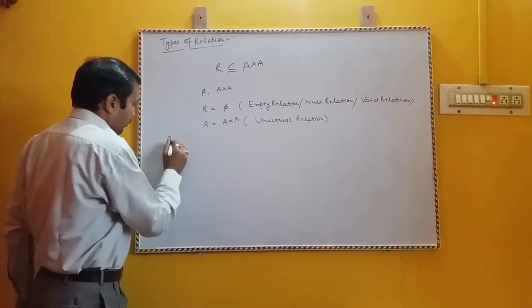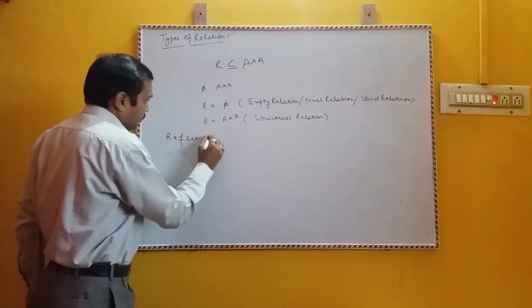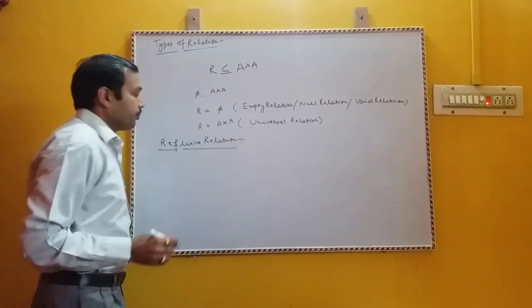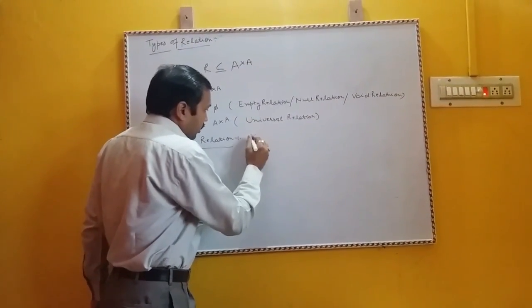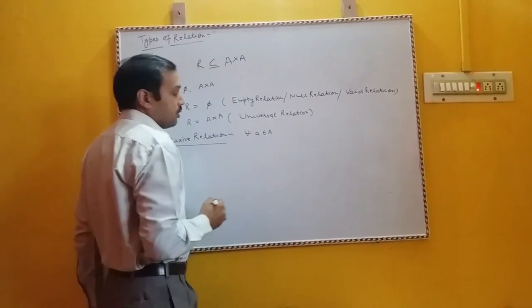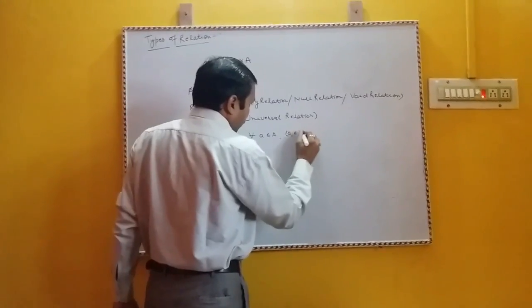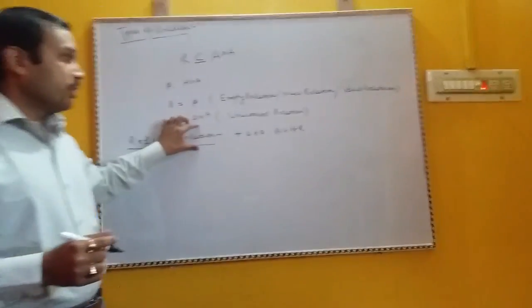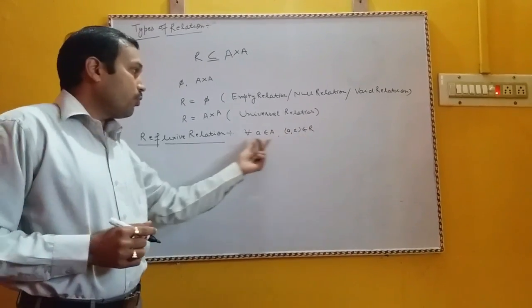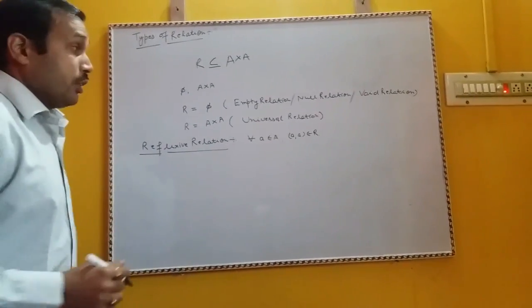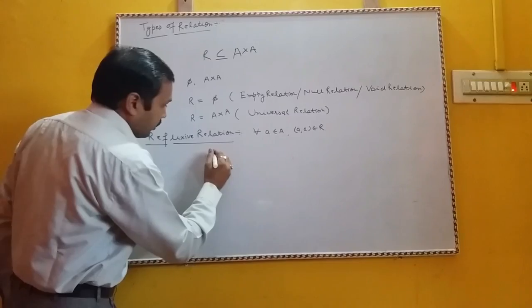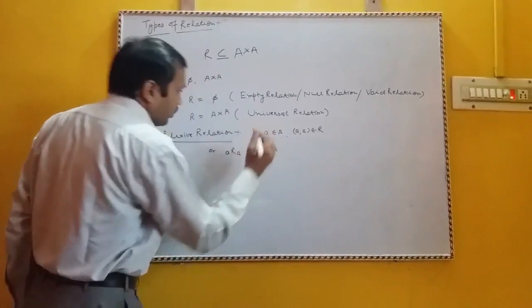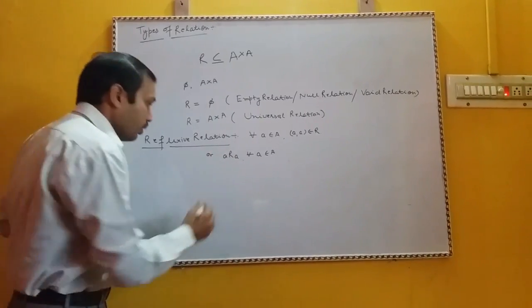Now, reflexive relation. A relation R is said to be reflexive relation if A comma A belongs to R for every A belongs to A. It means we can also write it as A R A for every A belongs to A. Read as A is R related to A.